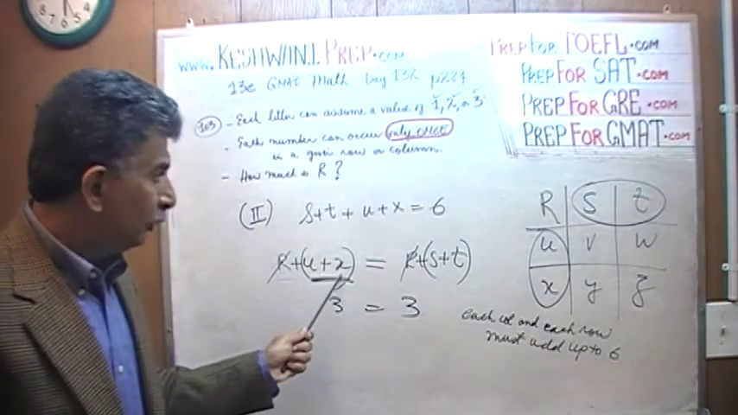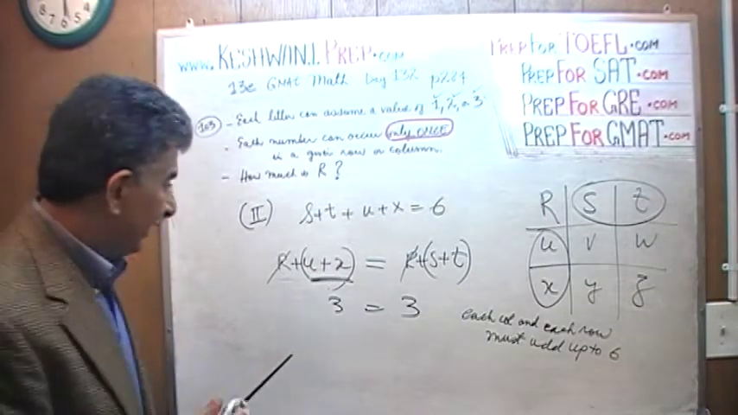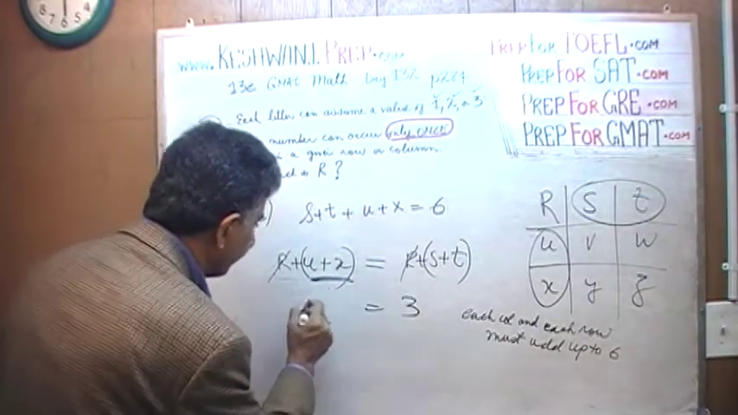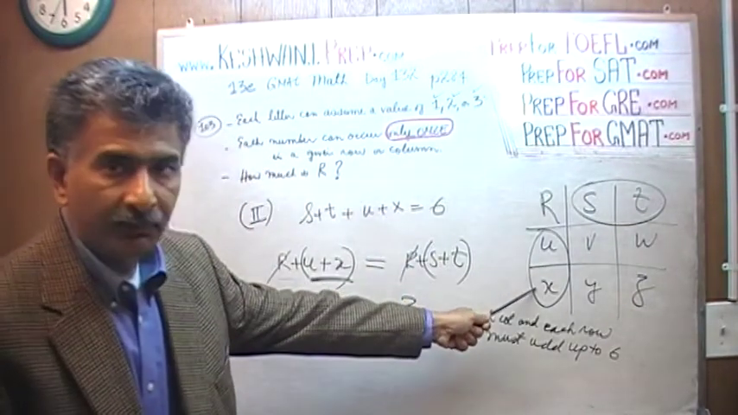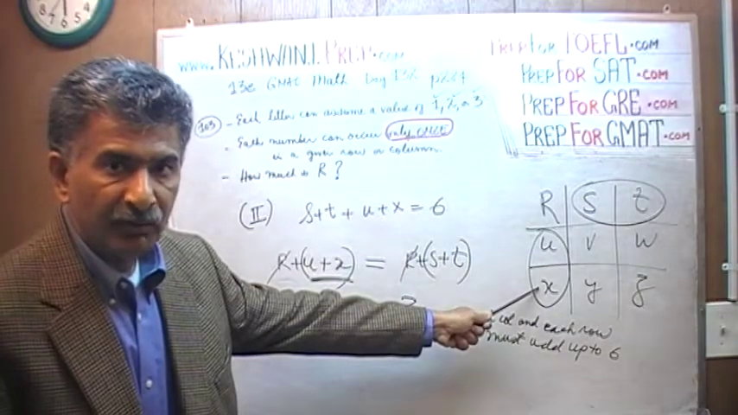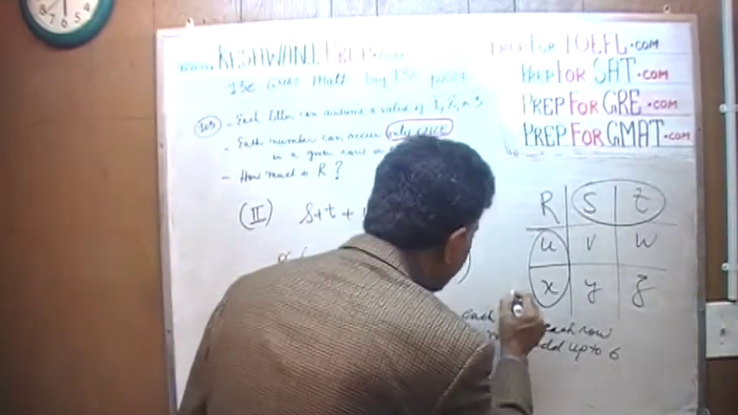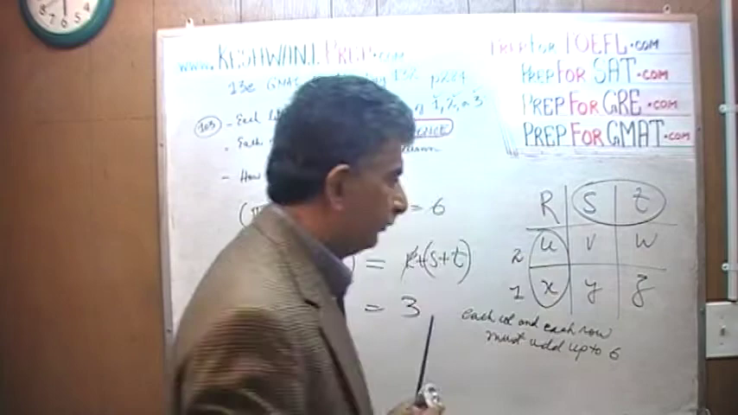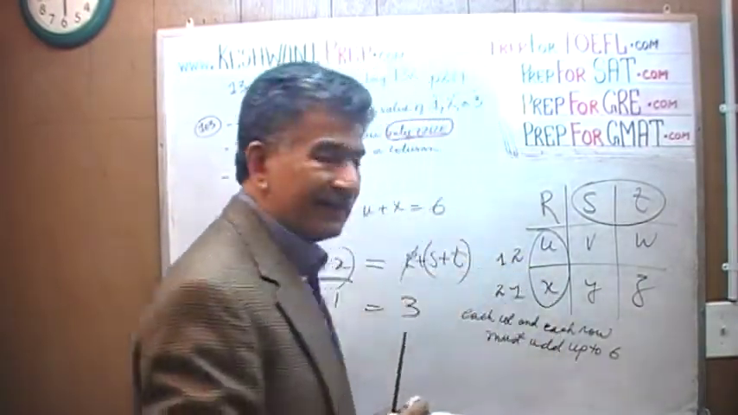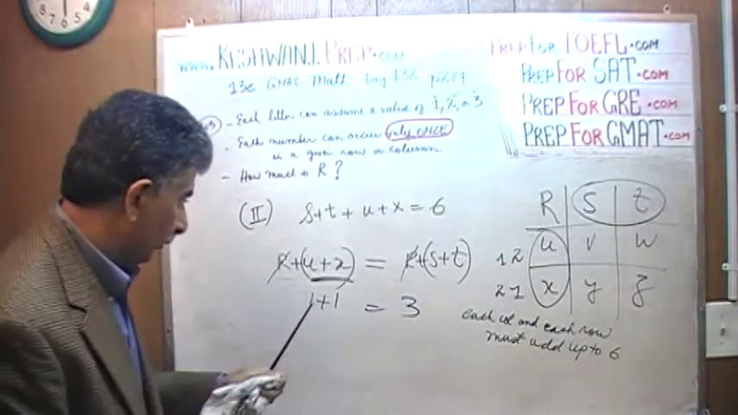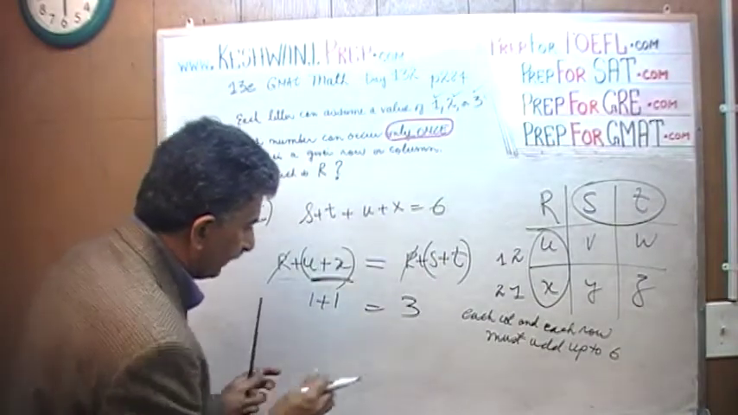The only way U and X can add up to 2 is if they are 1 plus 1. But they cannot be 1 plus 1 because they appear in the same column. They have to be different numbers. If they have to be different numbers, the only possibility is 1 and 2, or 2 and 1. Why is that? Because they cannot be 1 and 1.